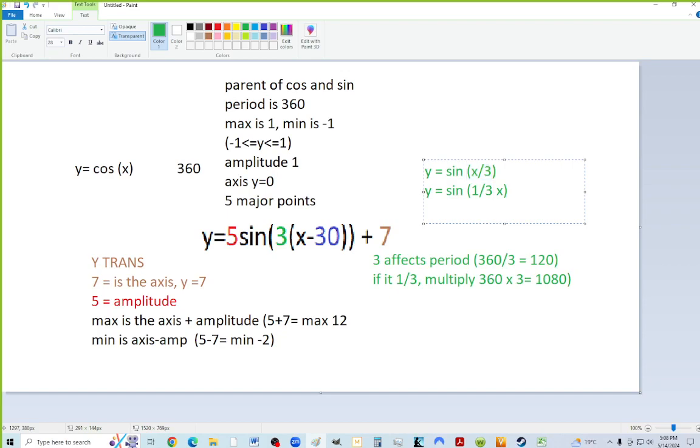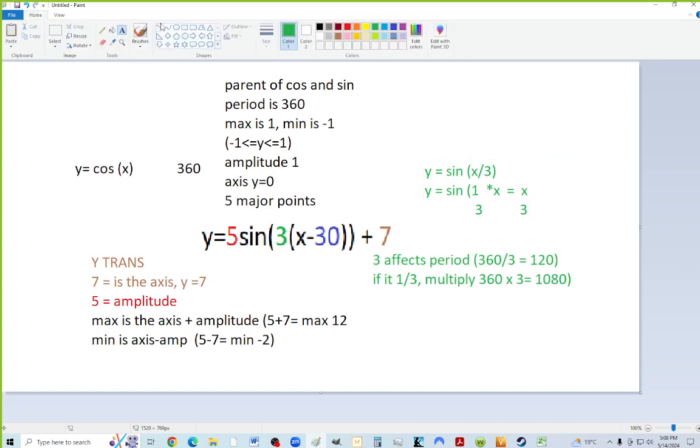But if you look at 1/3, if 1/3 was multiplying the x, it would make x over 3. Right? Both are the same. These are both the same. What would I do to my period? They're both the same thing. What would I do? You set it right down here.